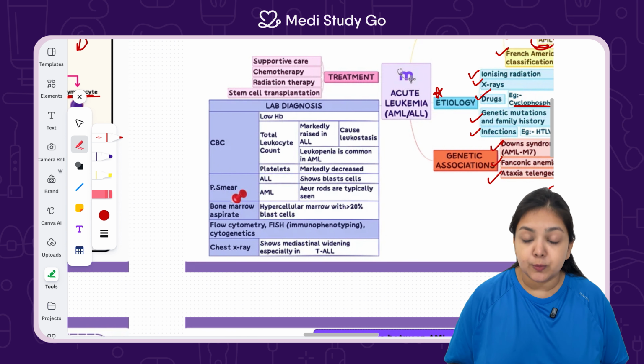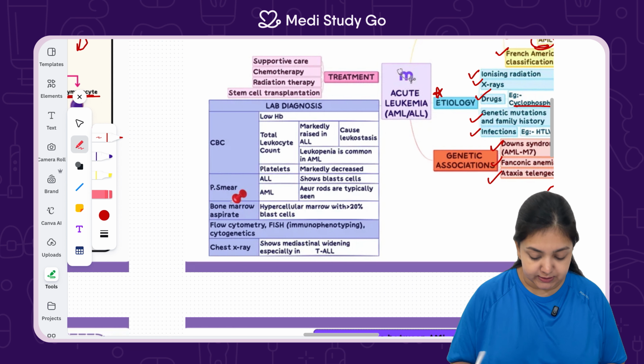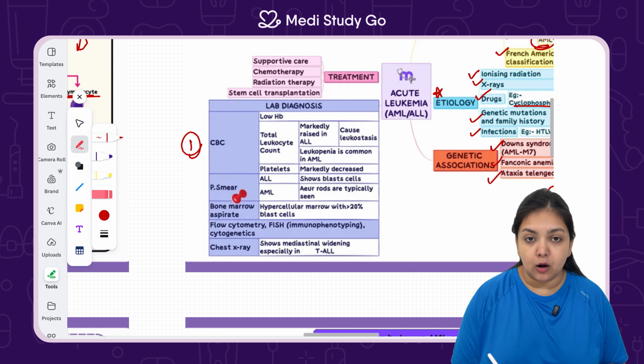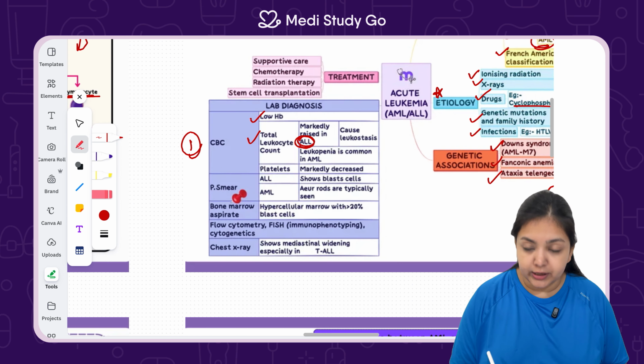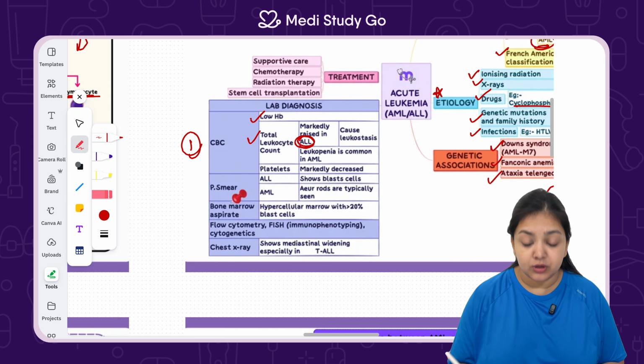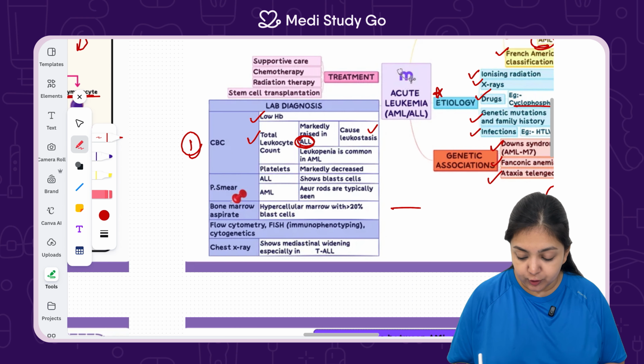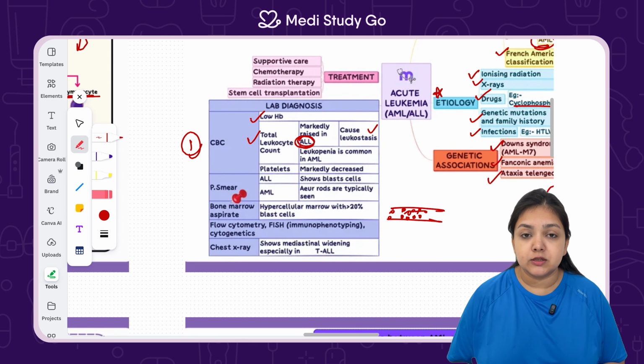Other than this, we are going to perform lab diagnostic tests to rule out the type of leukemia and its presence. First is complete blood count, which is going to show us decreased RBCs, WBCs, and platelets. So there is going to be low hemoglobin because of low number of RBCs. TLC is going to be markedly raised in lymphoid leukemia because lymphoblasts are going to increase, and this is going to cause leukostasis. Leukostasis means there are going to be so many WBCs that the density of them in the blood is going to increase and they're going to stop the flow.